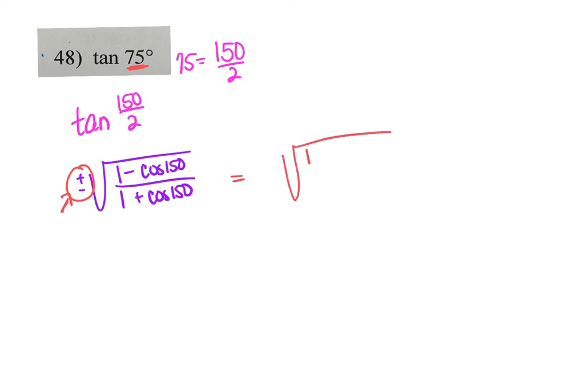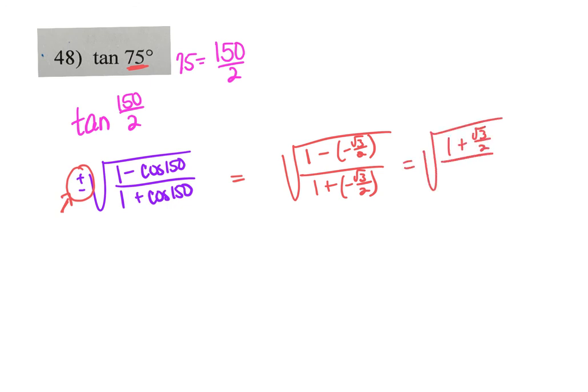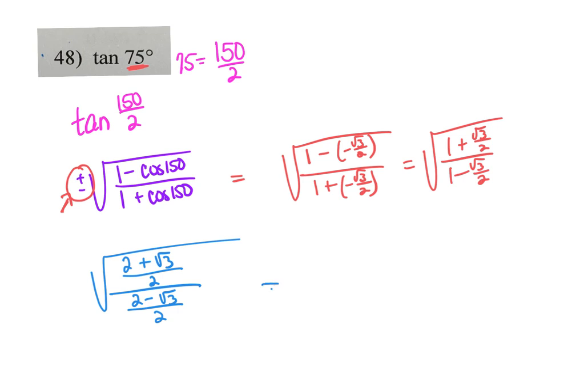And I'm going to say 1 minus negative square root of 3 over 2 over 1 plus negative square root of 3 over 2. Simplify a little bit here. 1 plus square root of 3 over 2 over 1 minus the square root of 3 over 2. Get some common denominators going on there. So common denominator is going to be 2. So I end up with 2 plus the square root of 3 over 2 over 2 minus the square root of 3 over 2. What happens here when I keep change flip? My denominators cancel.